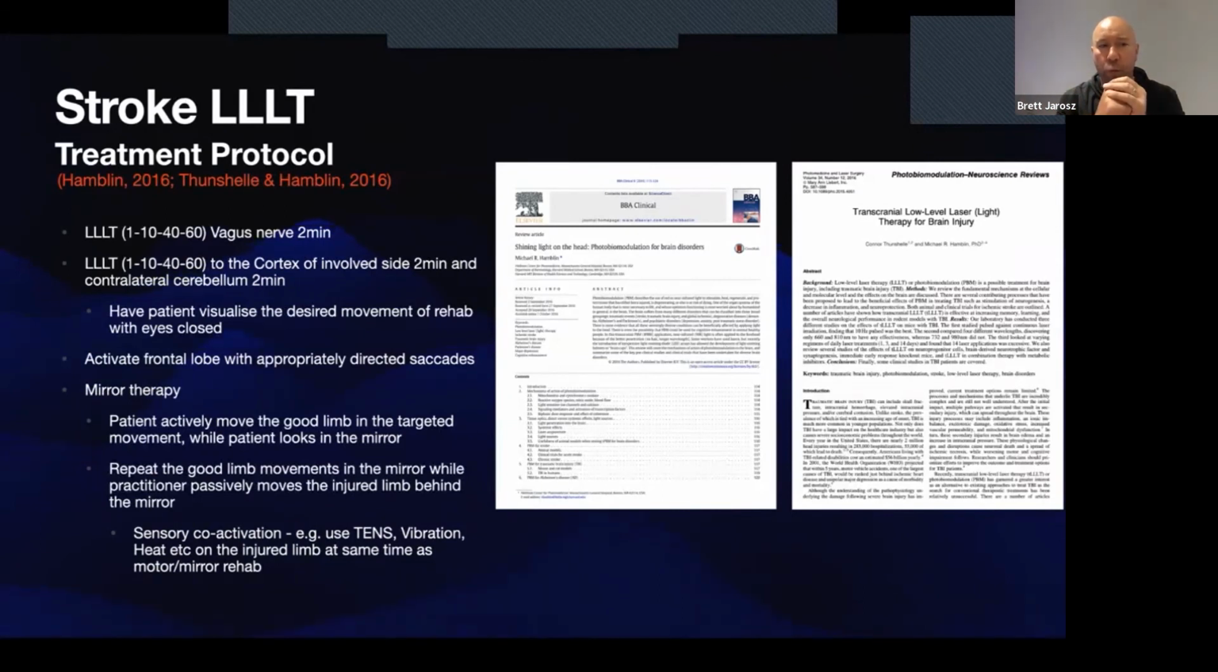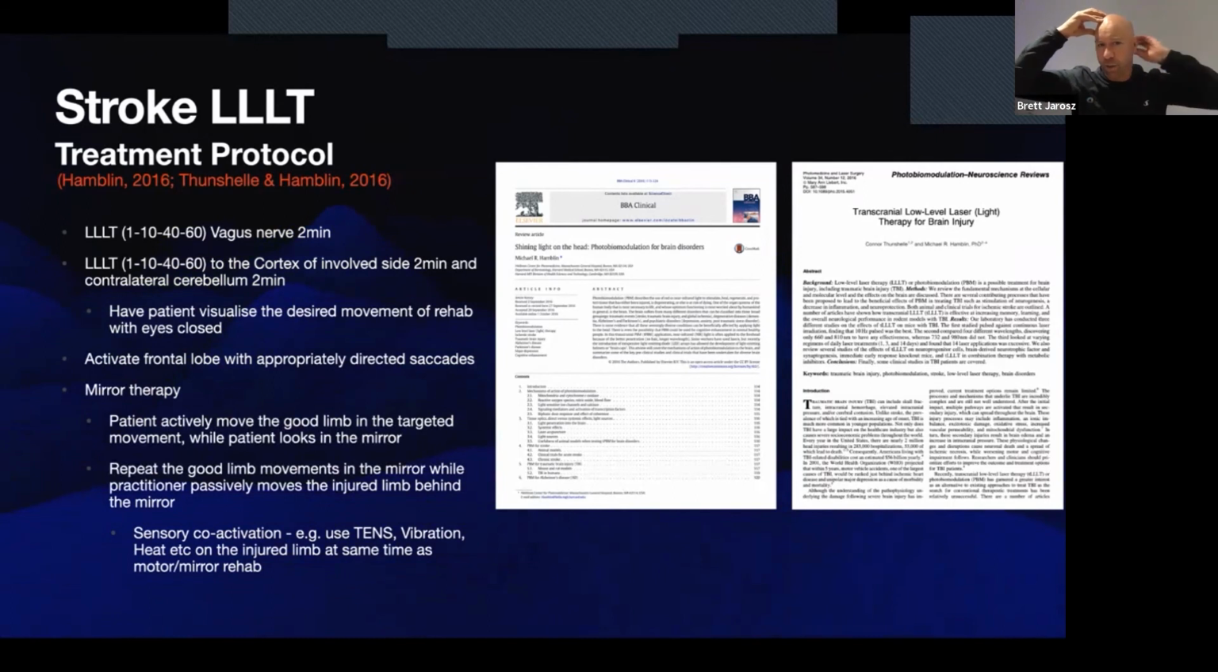So you can see there the 110/40/60 to the ipsilateral vagus nerve. You then laser the cortex of the involved site. So the stroke happened here, lasering the cortex for 2 minutes on that side, and then the contralateral cerebellum. And while you're lasering them, have the person visualize the desired movement of the affected limb that you are trying to rehab. Do that with their eyes closed. Then we talked about activating the frontal lobe with appropriately directed saccades.